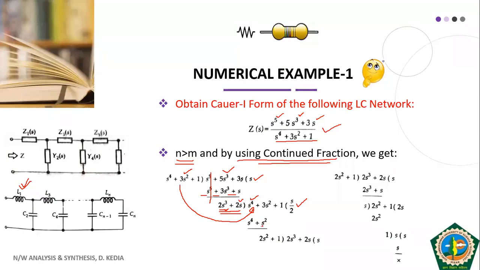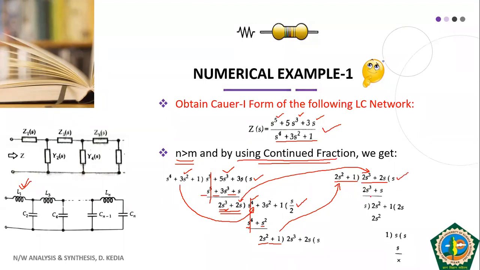If you subtract, what do we get? This S4 will be cancelled. We get 2S square and this 1 as it is. Now this is our remainder, which becomes the divisor. So we have brought it here. This is our divisor, and the previous divisor has become the dividend. Now we again divide.